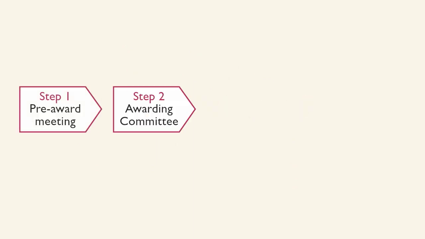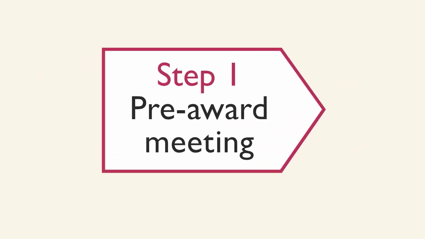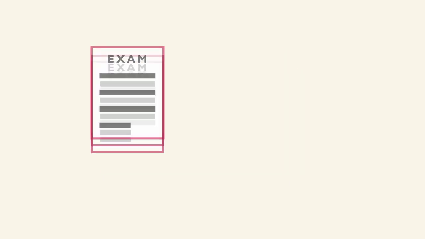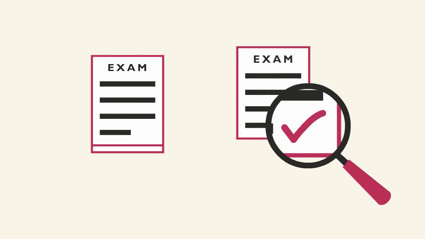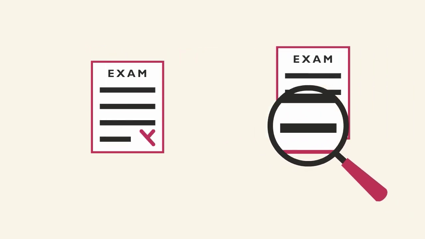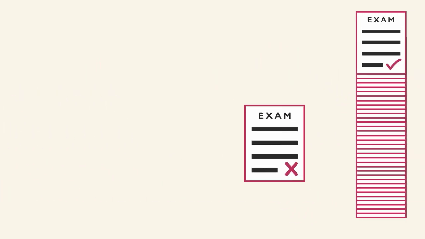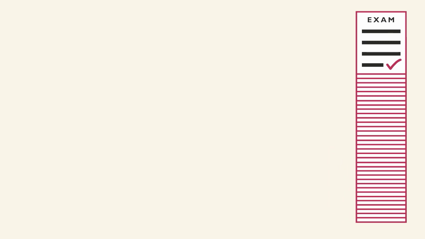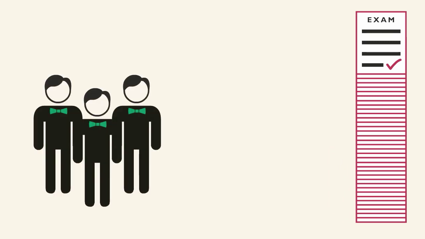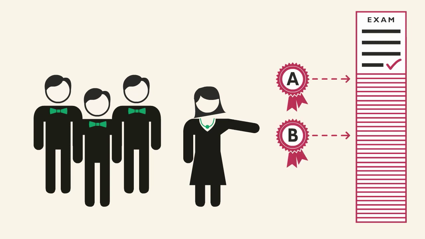There are three main steps in the process. Step 1. The pre-award meeting. Before the pre-award meeting, all marking is completed with rigorous quality checks in place to ensure that each mark has been awarded consistently and all marks are in the system, which provides robust statistical evidence about all the students who sat the exam. Principal examiners and principal moderators tell us where they think the grade boundary should fall.